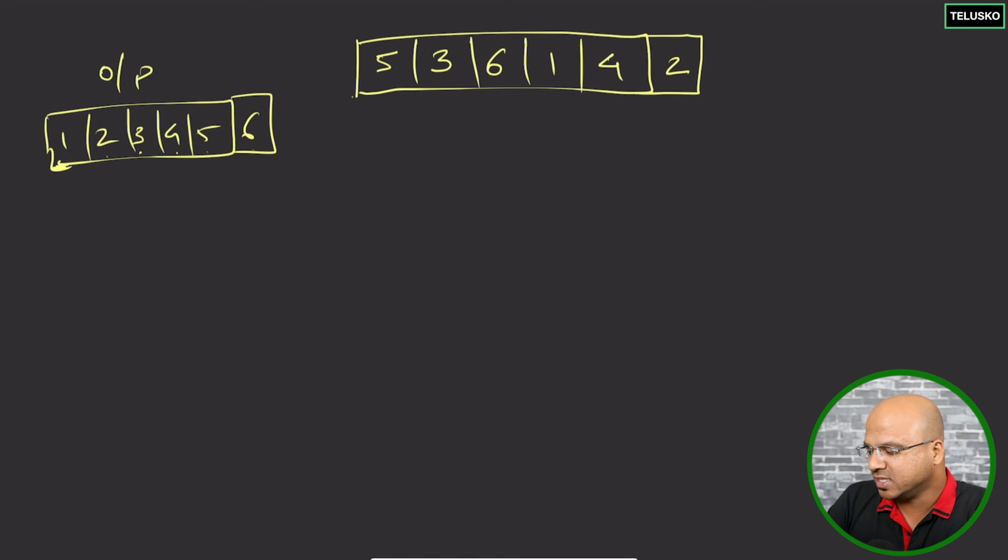Example, if I say, let me take 4. Now 4, is it at the right position? The answer is no. 4 should be here, right? So instead of 1, it should be 4. Then we can say 4 is at the right position.